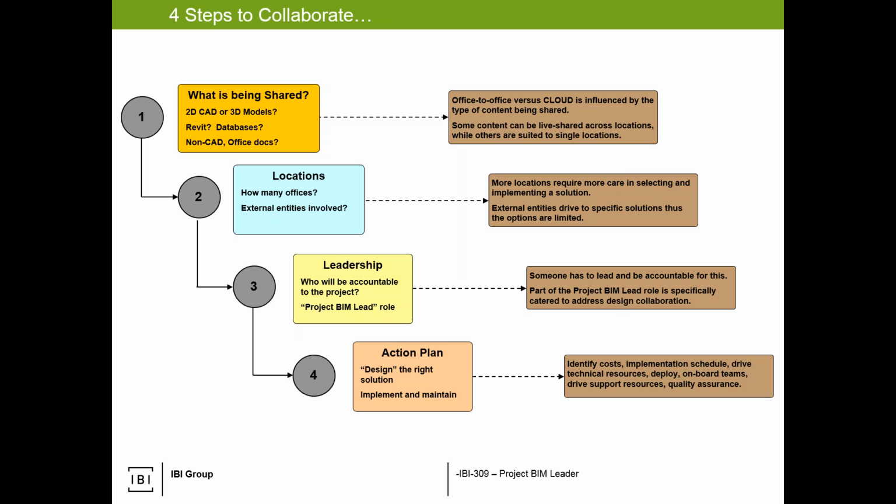Who's that project BIM lead? What are they going to do? How are they going to govern this? And then what's the action plan? So design the right solution, implement it. Is there training? Is there going to be IT dependencies that have to be built? So networking, internet, separate systems, whatever the solution is, is there a burden that has to be satisfied in order to deploy it?